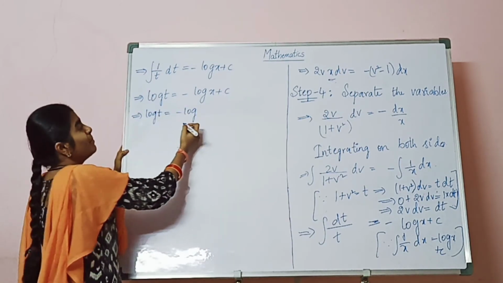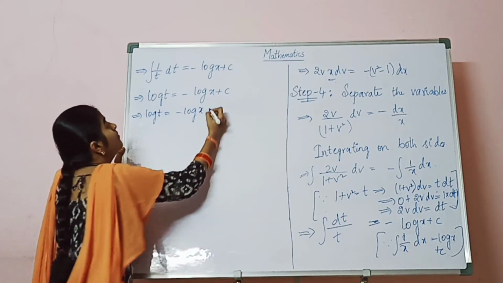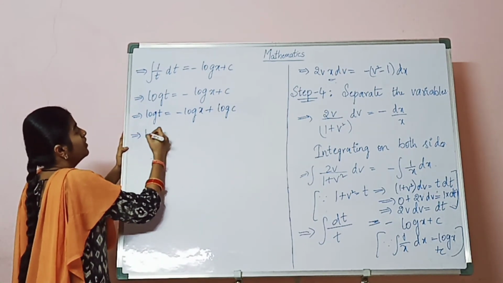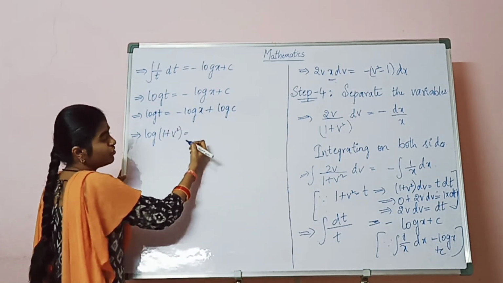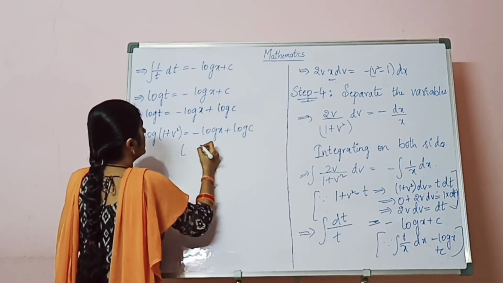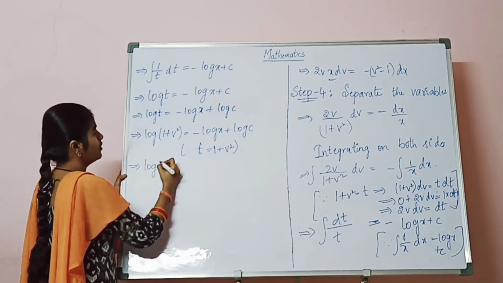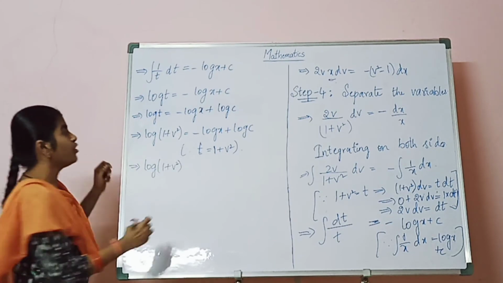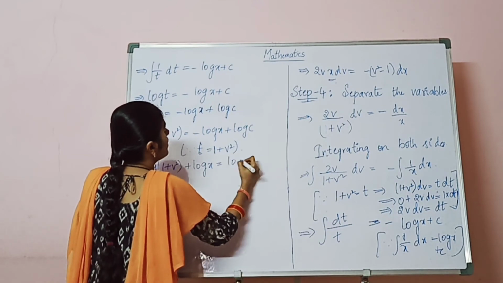That implies log t equals to minus log x. Now we have to take this constant also in the logarithmic form, plus log c. So what is t here? What is the value of t? Log t means what here? Log of 1 plus v square equals to minus log x plus log c. Since t equals to 1 plus v square, that implies log of 1 plus v square equals to, now we should take this log to this side. So minus log x will become plus log x, equals to log c as it is.